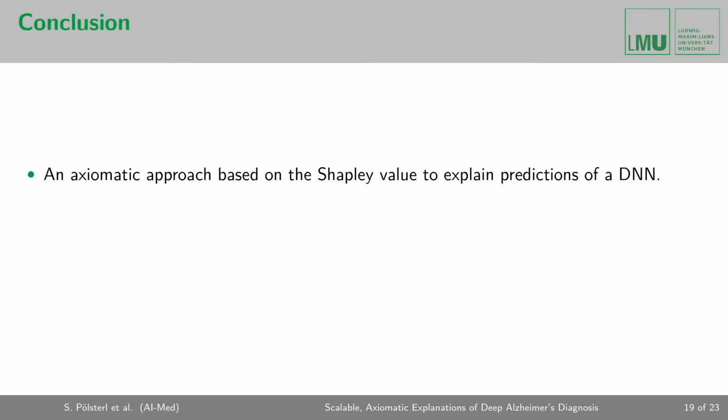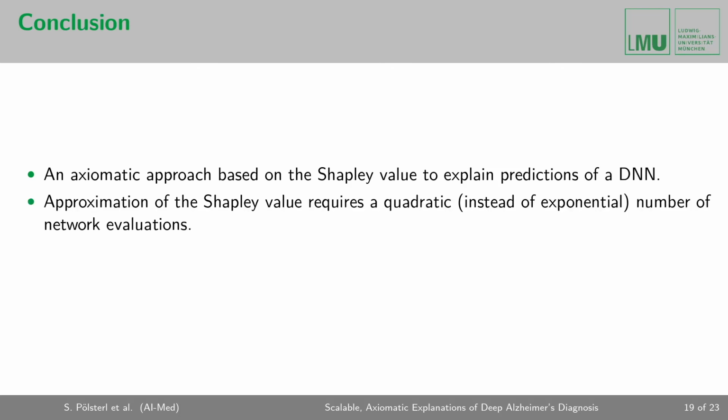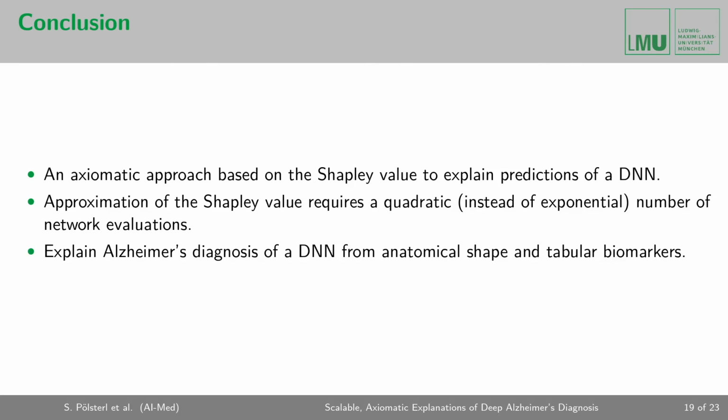To summarize, our proposed approach is based on the Shapley value, which is the unique procedure that satisfies all desirable axioms for local explanations. We approximated the Shapley value by using results from sampling theory and propagation of aleatoric uncertainty to lower the runtime complexity from exponential to quadratic. Finally, we have demonstrated the practical value of our approach to explain Alzheimer's diagnosis by a deep neural network from anatomical shape and tabular biomarkers.